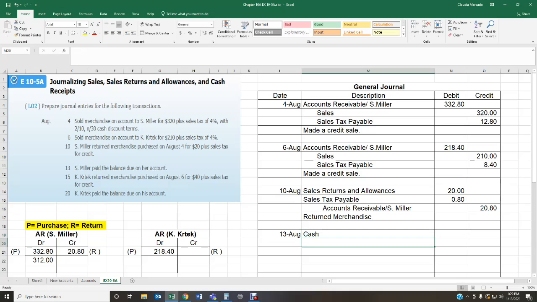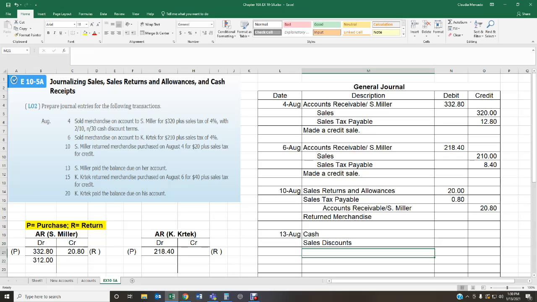Now it's important to go back to August 4th. What did August 4th say? It says that if you pay me within 10 days, you'll get a 2% discount. I bought the merchandise on the 4th. I'm paying it on the 13th. Is that less than 10 days? Yes. So that means that I have to discount 2% of what I owe because I'm paying within their discount terms of 10 days. So I have to take into account my sales discounts.